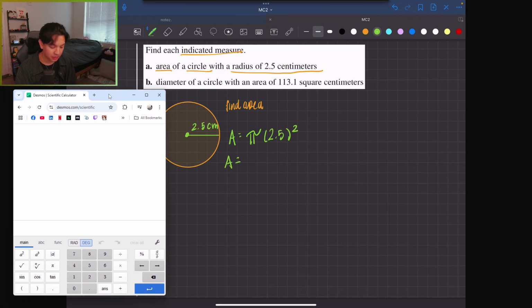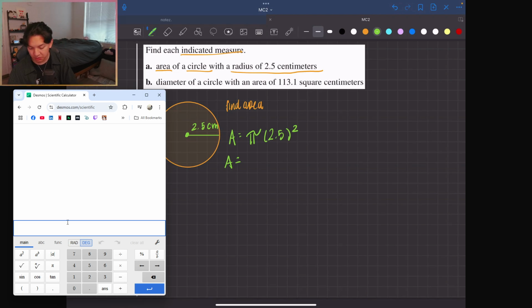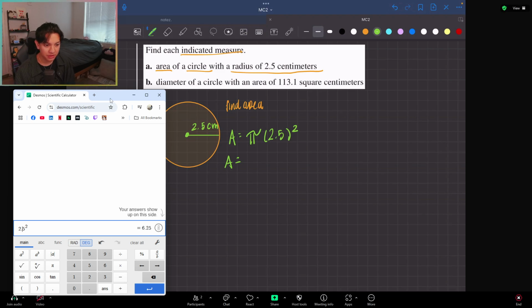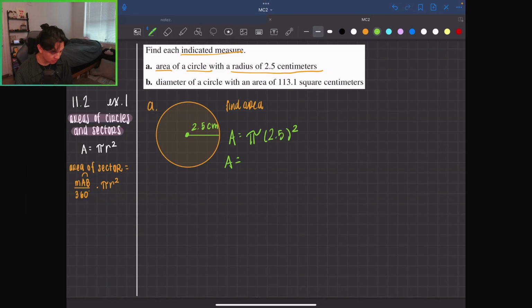So if you don't know what 2.5 squared is, which I don't either, 2.5 squared is going to give us 6.25. So let's go ahead and put that in front of our pi value. So it's going to be 6.25 pi. So it's totally okay to leave your answer like this. The area is 6.25 pi.